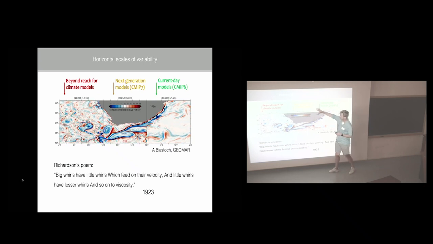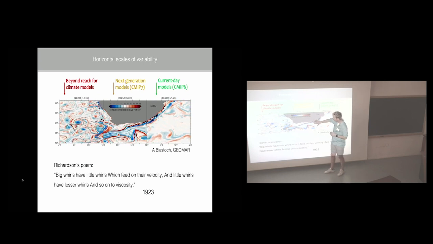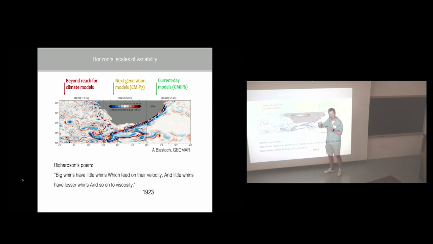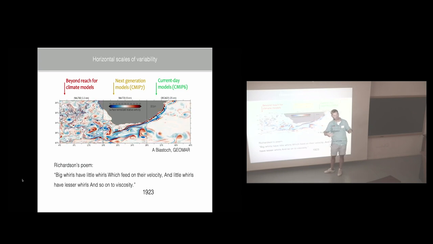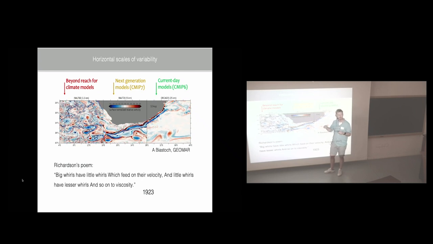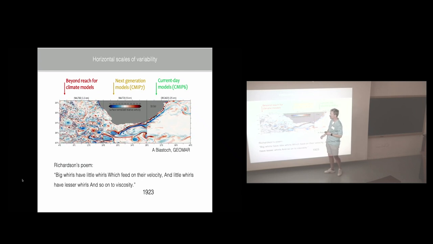The next generation of models, the sort of 5-kilometer resolution, are now starting to really resolve the mesoscale really well. So there's a 5-kilometer grid spacing. That means that if you want to resolve an eddy of 30 or 50 kilometers, you've got just several points in the model that can actually start to resolve the flow dynamics of that model.